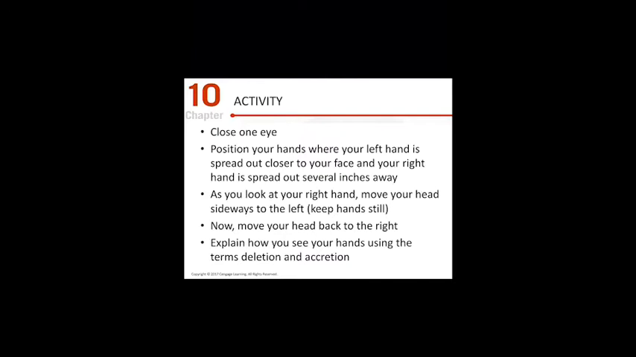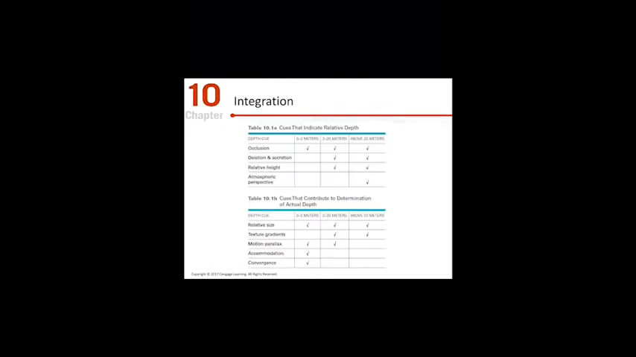And so this is going to be a journal activity. It's a very simple one where you're just going to explain deletion and accretion, about how you are moving your head to see different parts of your fingers, different hand. And so again, it's not a trick, it's not anything hard, it's just one for you to demonstrate how deletion and accretion work in that respect.